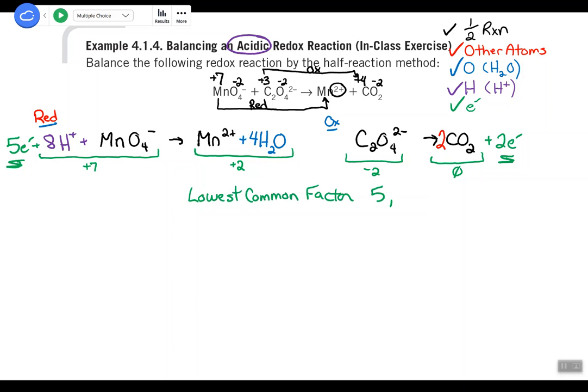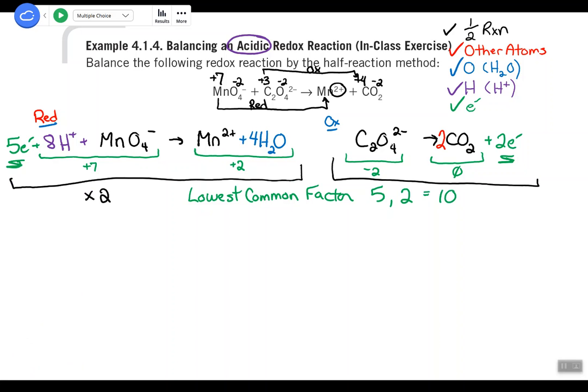The way to do that is to find the lowest common factor. Well, 5 and 2, the best thing I've got is 10. I can't turn my 2 into a 5 or my 5 into a 2. The simplest thing is to multiply them. So I'm going to take this entire half reaction, multiply it by 2, this entire reaction, multiply it by 5, and then combine them. To make this explicit, I'm going to rewrite the equation and then combine them.